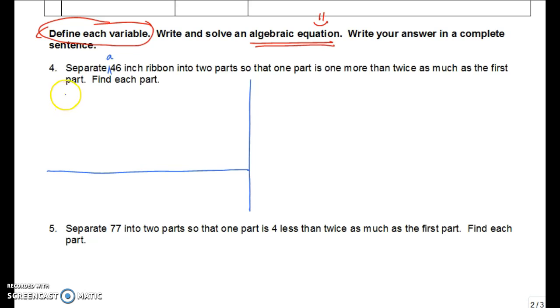Separate a 46-inch ribbon into 2 parts so that one part is one more than twice as much as the first part. Find each part. Excuse that scribble. All right, read that over again to yourself while I make a model of the ribbon. Read that over again to yourself.